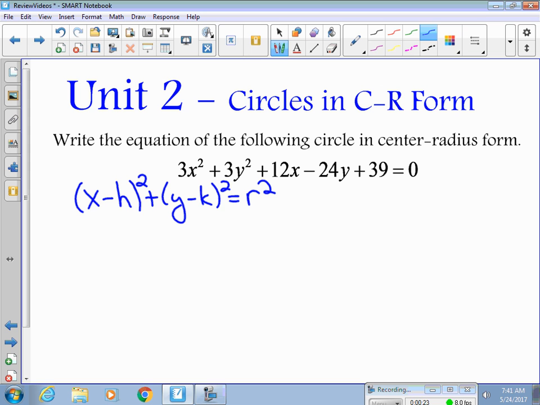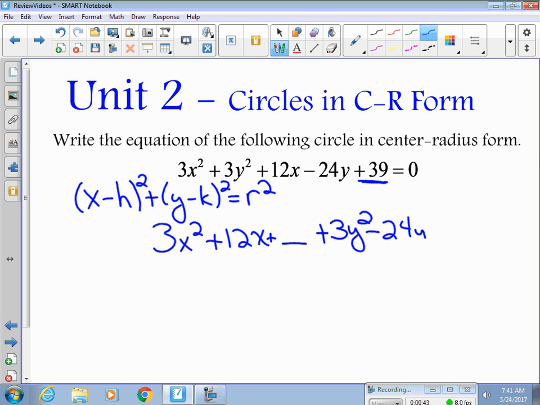The first thing you want to do is rewrite it so your like terms are together. And at the same time you're rewriting it, we want to take this constant number and move it to the other side. So we're going to get 3x squared plus 12x, and I'm going to leave a spot, plus something, plus 3y squared minus 24y. I'm going to subtract the 39 from each side, so we're going to get a minus 39. Oops, I forgot to leave a spot in here, but that's okay.